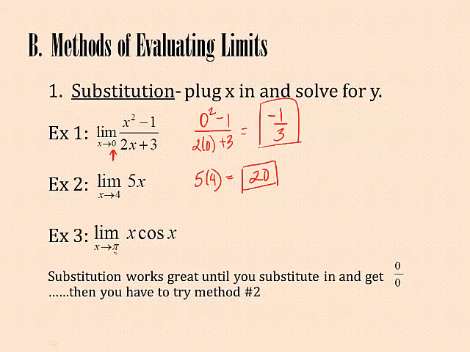Limit as x approaches pi of x cosine of x. Well, plug in pi. Pi cosine of pi. Well, look at your unit circle or think about your unit circle. What is the cosine at pi? Well, that cosine is negative 1. So negative 1 times pi is negative pi. That would be my limit.